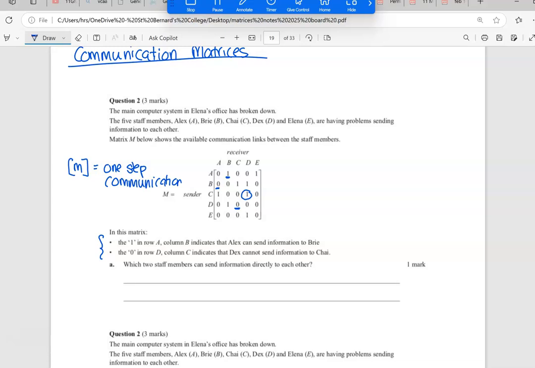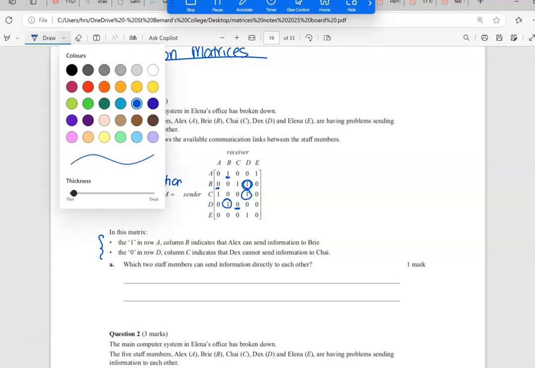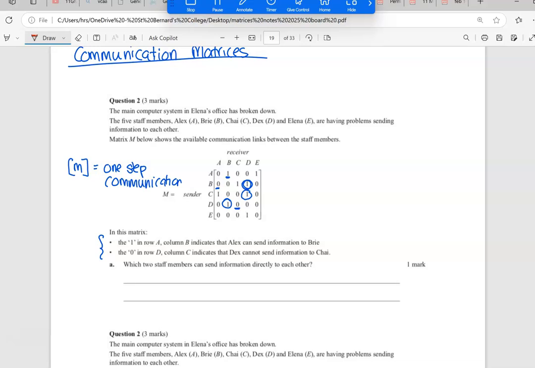What about B and D? Here's B and D. Can we see that one? I'll change the color there. If I go along B, it can talk to D. If I go along the D row, it can talk to B. So there was a 1 with both. So we just have to write B and D.